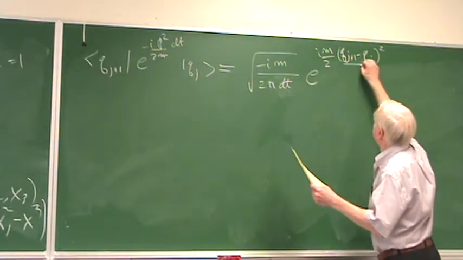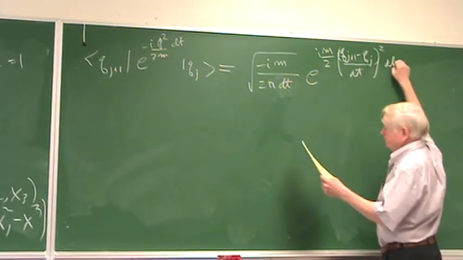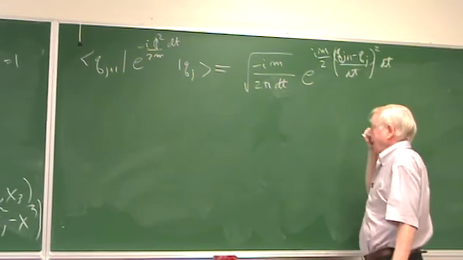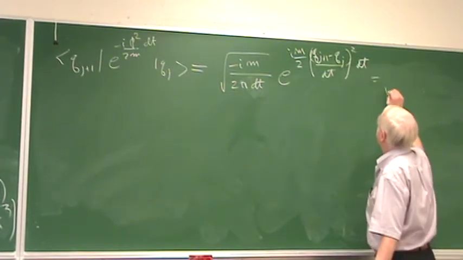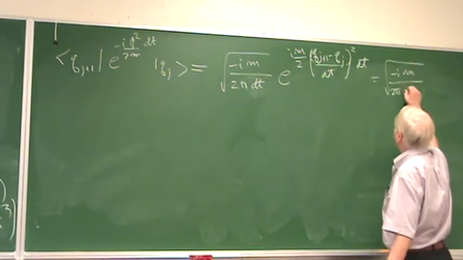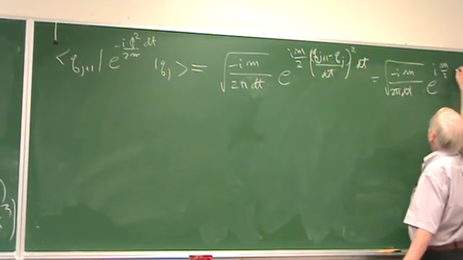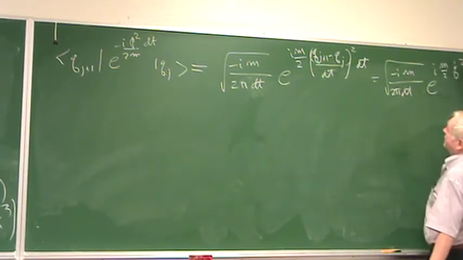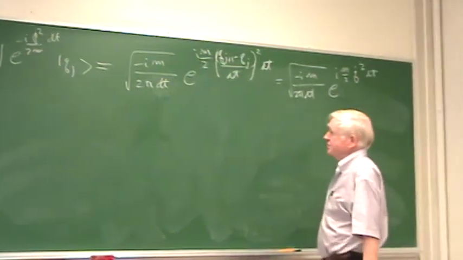Well, okay, that's what we got, and we agreed to call this q dot, and so this is minus i m over 2 pi dt e to the i m over 2 q dot squared. Okay, so that's the picture.